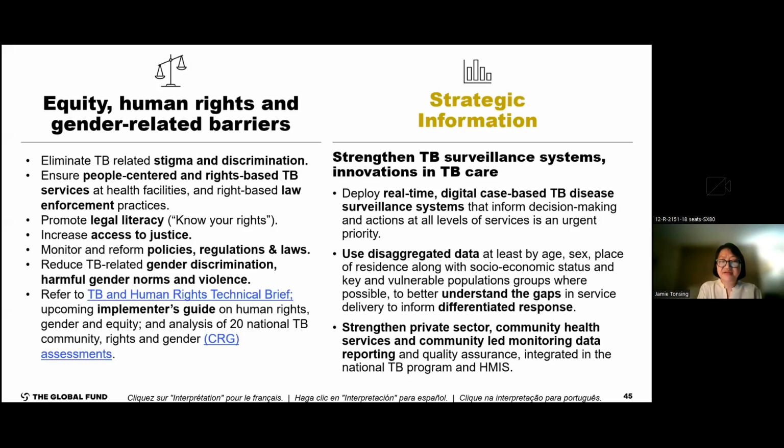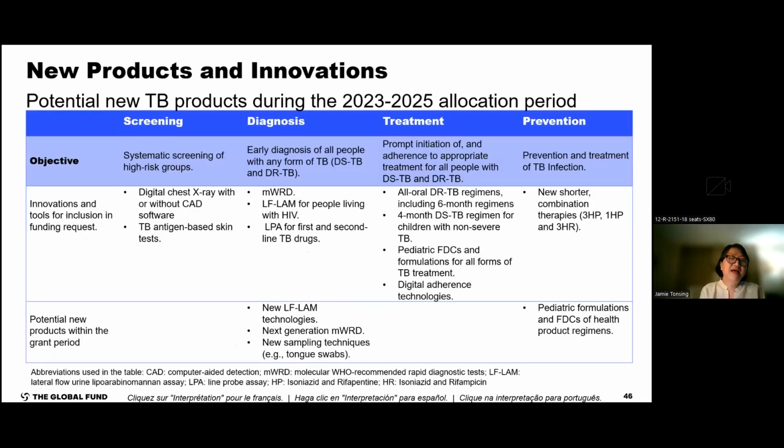On strategic information, I think we've been saying this for some time now. If we are able to do this for COVID, why can't we do it for other things? So, a real-time, case-based TB disease surveillance system that informs decision-making and actions, using disaggregated data to understand the gaps and to inform a differentiated response. And improving data reporting from the private sector, community health services, and community-led monitoring, so that we are able to quantify and understand the contributions by partnering with these organizations. Next, please.